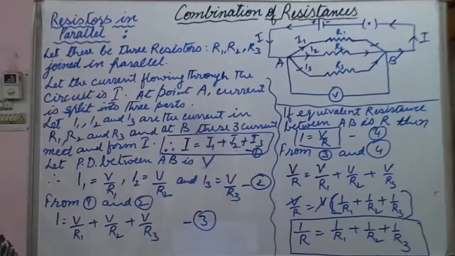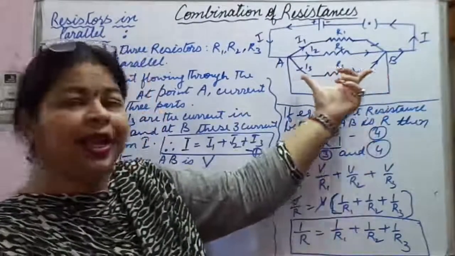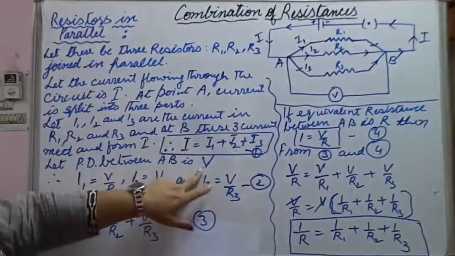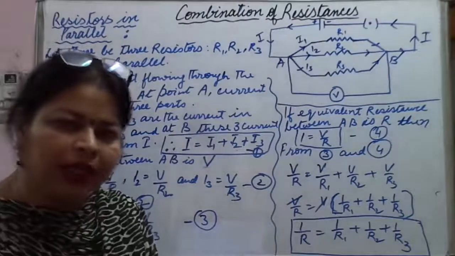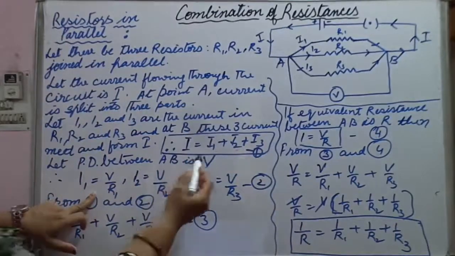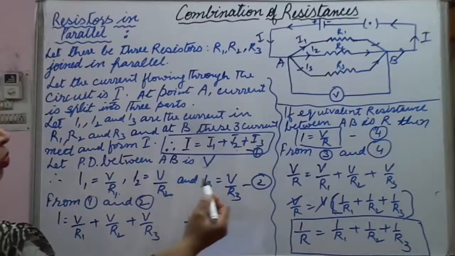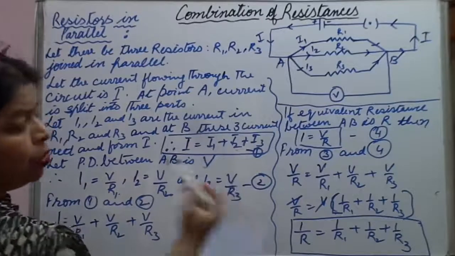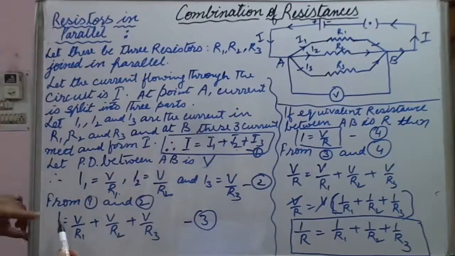Now the potential difference between points A and B is V. Applying Ohm's law, V is equal to IR, so I becomes V upon R. Using that, I1 will be V upon R1, I2 is V upon R2, and for I3 we can write V upon R3. Putting these values in, we write I is equal to V upon R1 plus V upon R2 plus V upon R3.